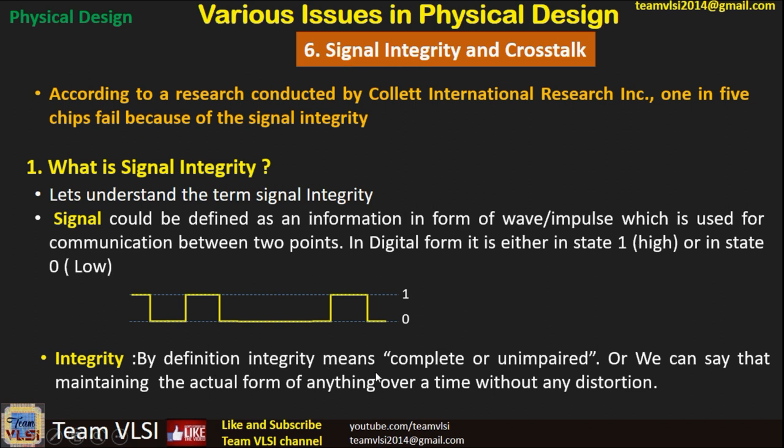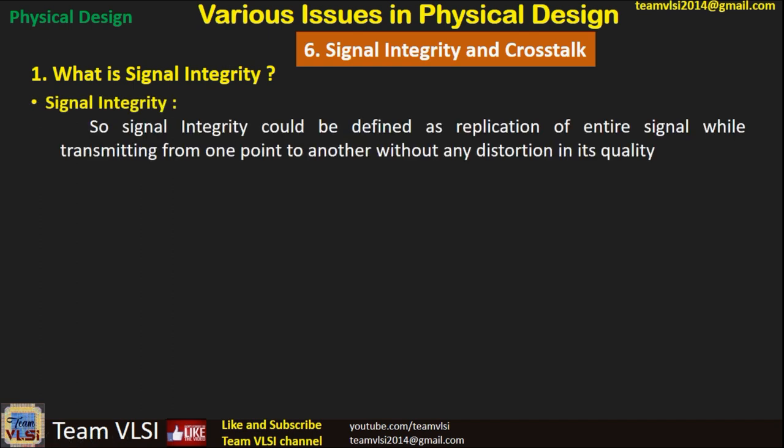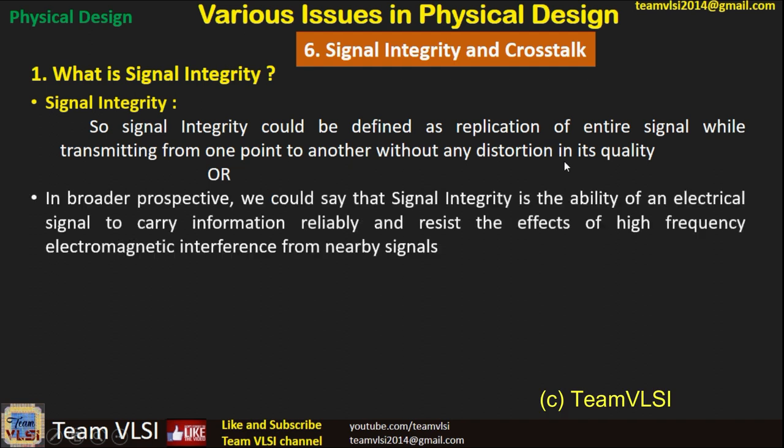We can now define integrity. By definition, integrity means complete or unimpaired, or we can say that maintaining the actual form of anything over time without any distortion is called integrity. So signal integrity could be defined as the replication of the entire signal while transmitting from one point to another without any distortion in its quality. In a broader perspective, signal integrity is the ability of an electrical signal to carry information reliably and resist the effect of high-frequency electromagnetic interference from nearby signals.